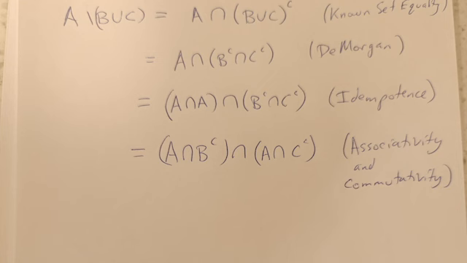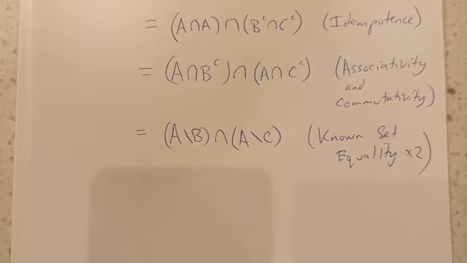And then as my last step, I can just convert it into the thing I wanted. So it's A set minus B, or set difference, intersect A set difference C, and that's by a known set equality times 2. Okay, so I started on one side of this equation and I got to the other side, so therefore these two sets are always equal.